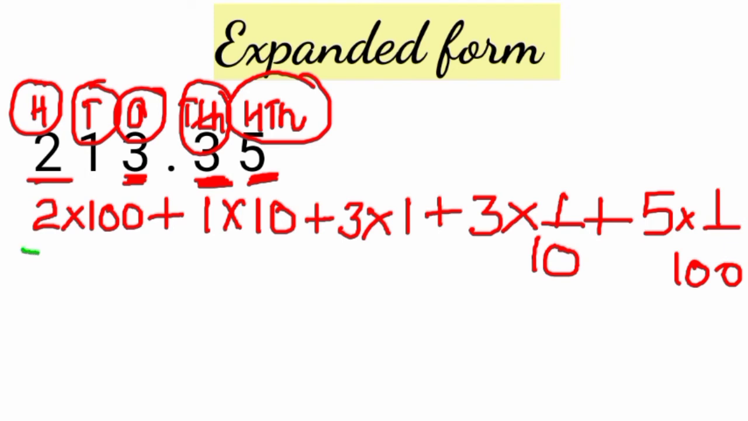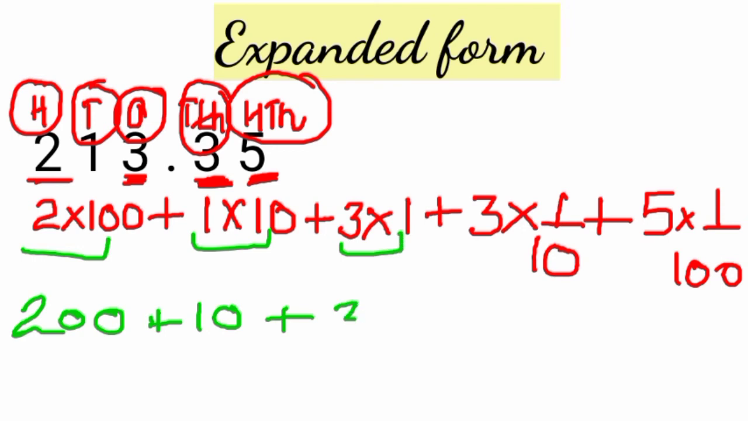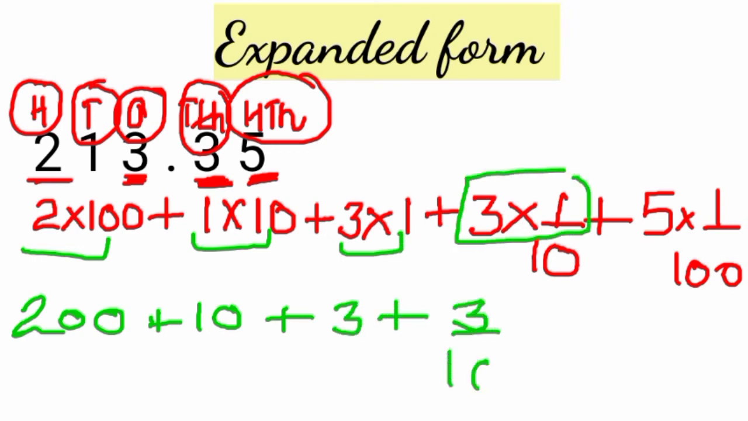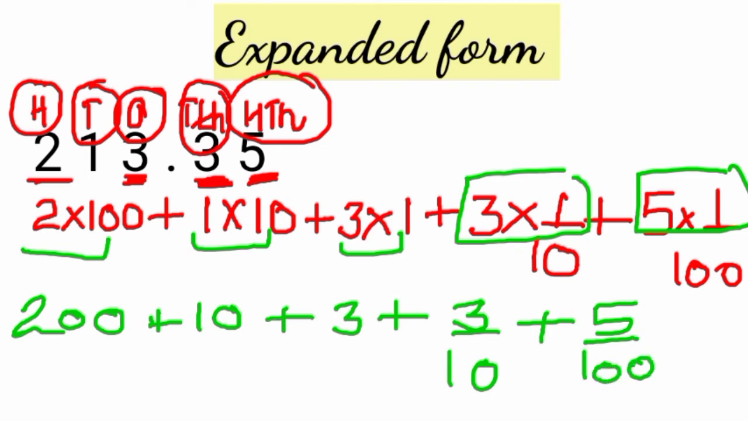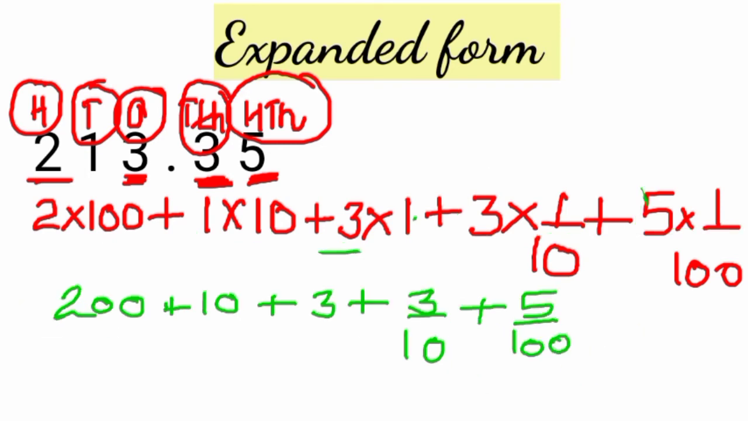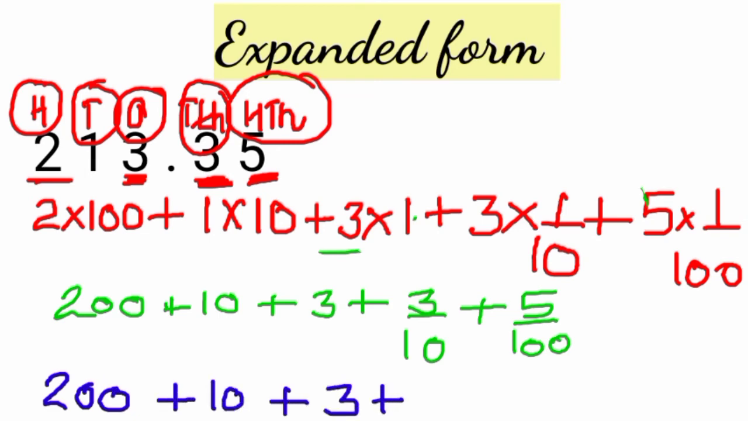2 multiply 100 is 200 plus 1 multiply 10 is 10. 3 ones are 3 plus 3 ones are 3 upon 10 plus 5 ones are 5 upon 100. Clear? You can write this expanded form in this form also. Or you can write it as 200 plus 10 plus this 3 plus this 3 upon 10 can be written as, in denominator you have 10, so put decimal before 1 digit.